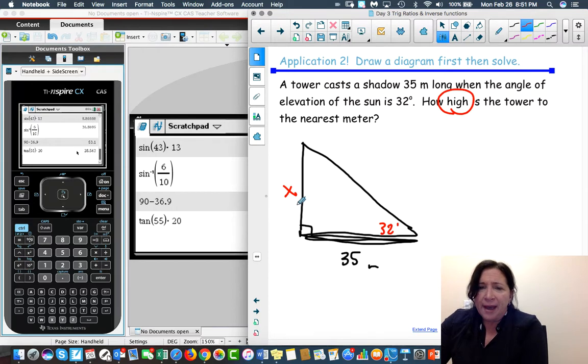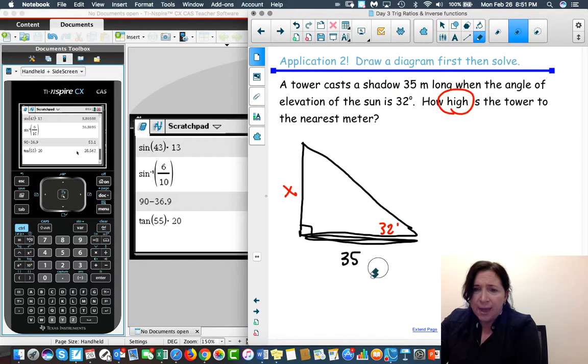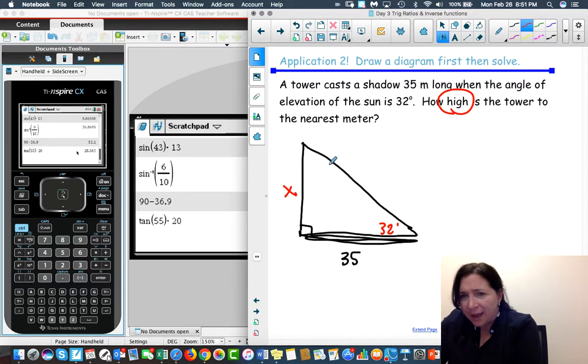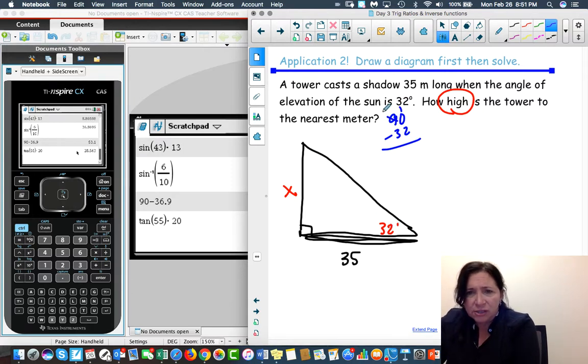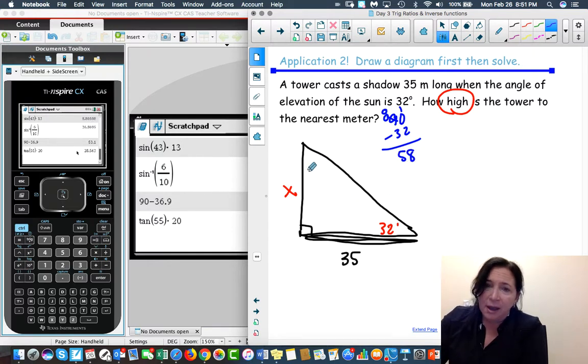So you have to find x. You have this angle, and you also have this other angle too. Because if that's 32, this angle here has to be 90 minus 32, because this angle and this angle add up to 90 degrees. So just subtract. You could use your calculator or your brain. You've got 58 degrees there.